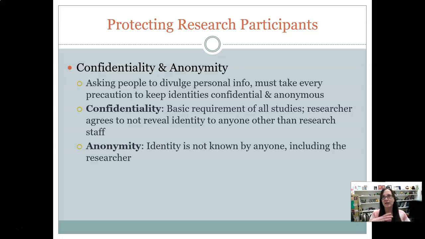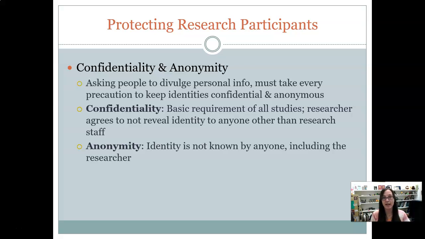Basically, the researcher knows the subject's identity, and often it might be for a follow-up, or if there's a face-to-face or something like that. But the researcher is saying, I'm not going to reveal your identity to anybody that doesn't need to know, essentially. So nobody outside the research staff, or whoever's conducting the research. Whereas anonymity is just, the identity is not known by anybody, including the researcher.